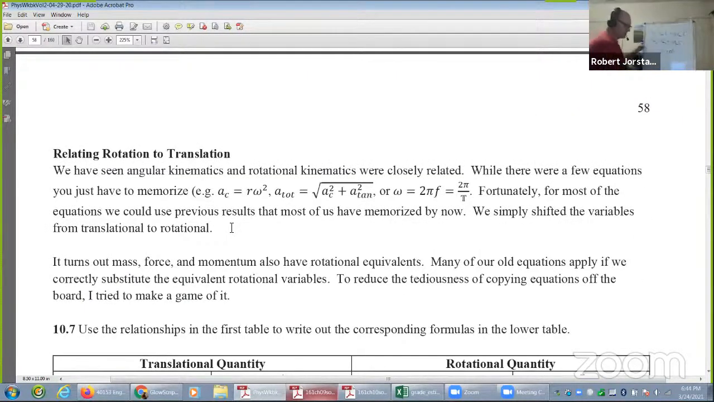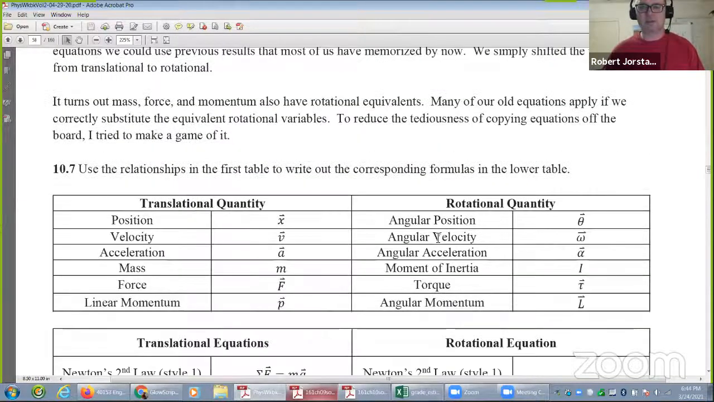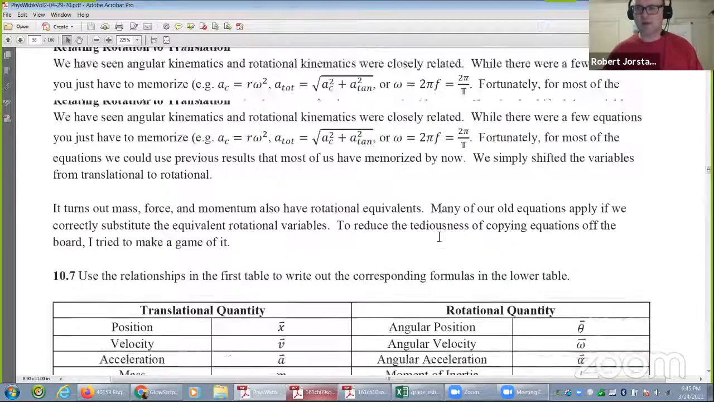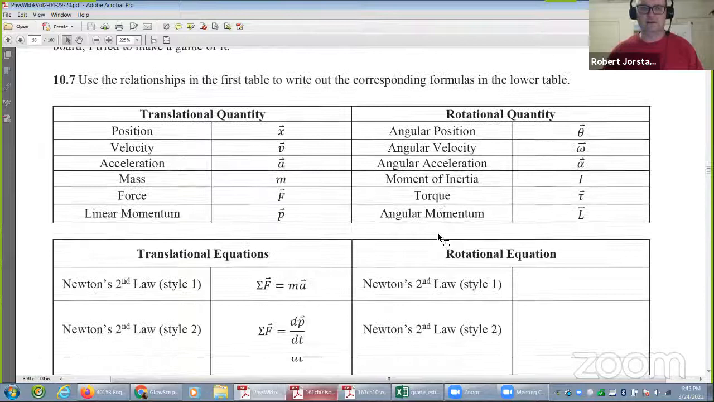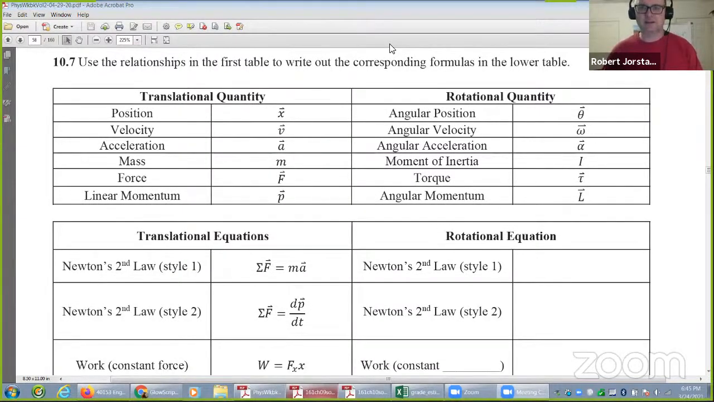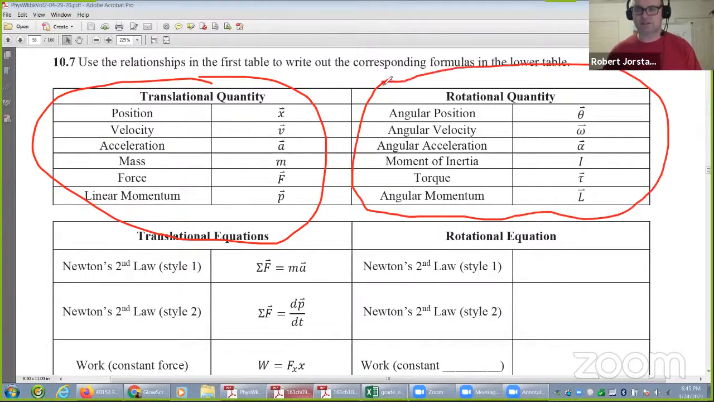Now, I'm going to end class with this chart. We have seen that these things are closely related. There's a few weird equations we memorized. But it turns out we can actually use this chart to analyze all of them. This is again page 58, and I know you're tired, but let's look at it very briefly. The idea here is if you use this chart, this was the translational quantity. This is the analogous rotational quantity.